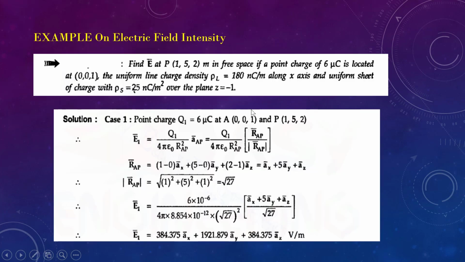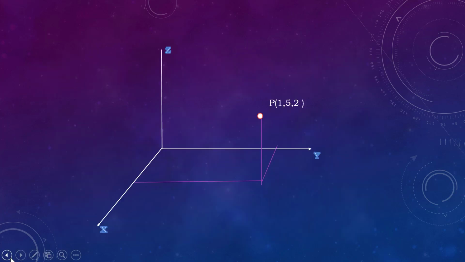Find E bar at point P (1, 5, 2) meters in free space if a point charge of 6 microcoulomb is located at (0, 0, 1), and a uniform line charge density rho L is equal to 180 nanocoulomb per meter along the x-axis, and a uniform sheet charge with rho S equal to 25 nanocoulomb per meter square over the plane z is equal to -1. So in this case, three different charges are given.